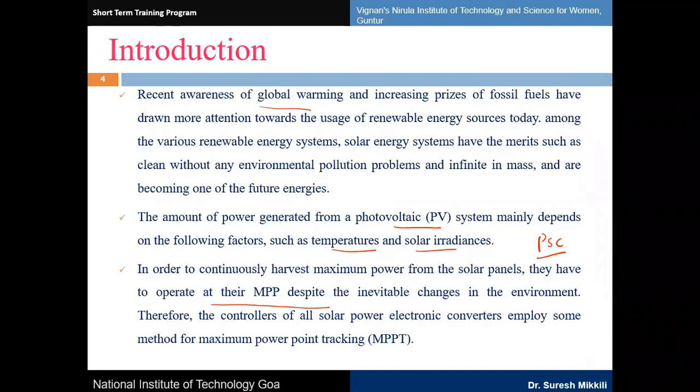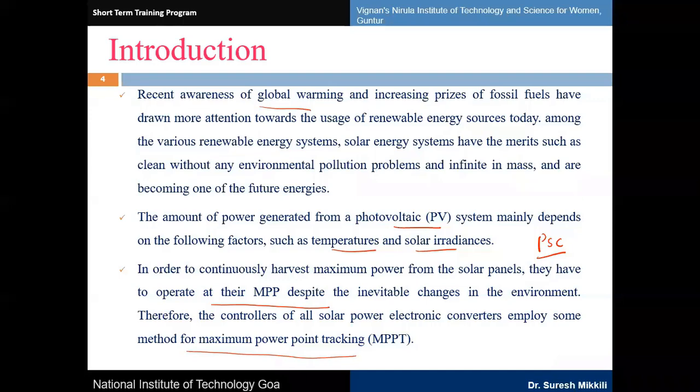Sometimes, however, partial shading conditions will occur. Yesterday we saw that due to trees, poles, or buildings, there is a possibility that local MPPs will come. So what do we need to do? To harvest or enhance the maximum power from the solar panels, we need to operate at the global maximum power point.